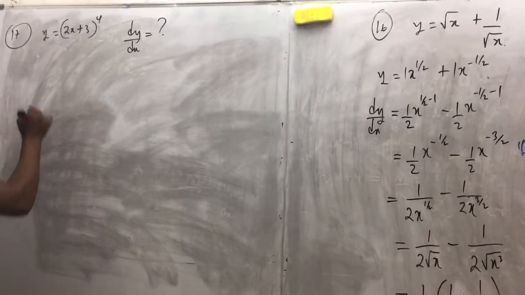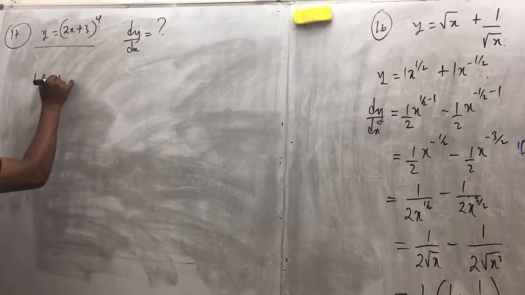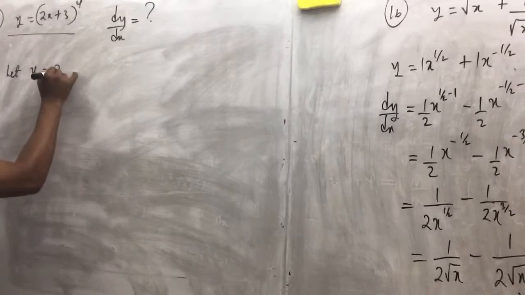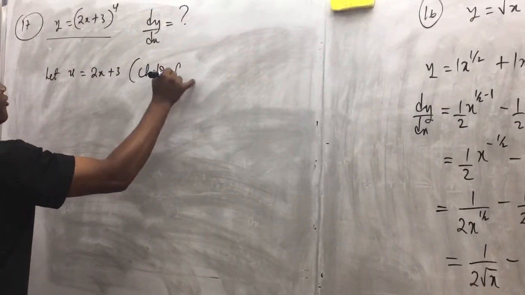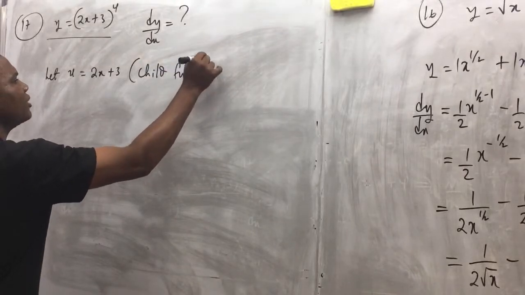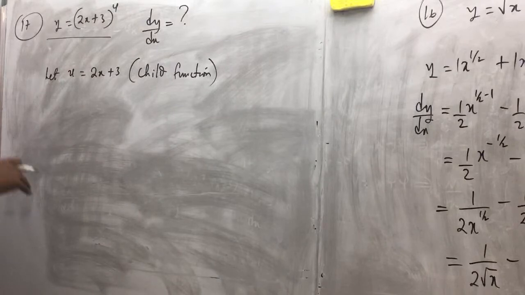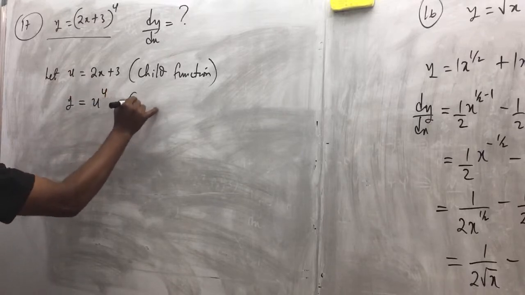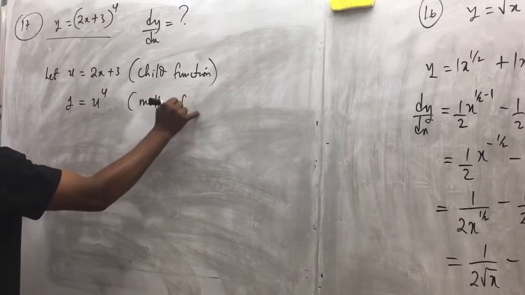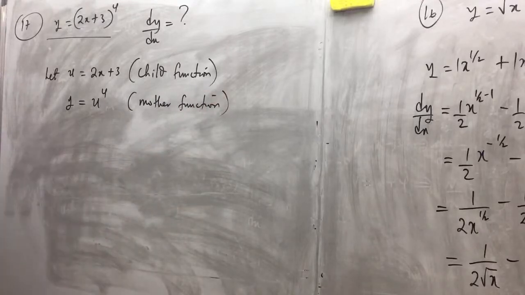Okay? So what I'm going to do here to this problem is to say, let u be equal to the inner function 2x plus 3. So this is more or less the child function. Okay? So if you consider 2x plus 3 to be a child function embedded in y, then the problem y equals u raised to the power 4 is now like a mother function. Okay? So what rule do you use in function of a function?